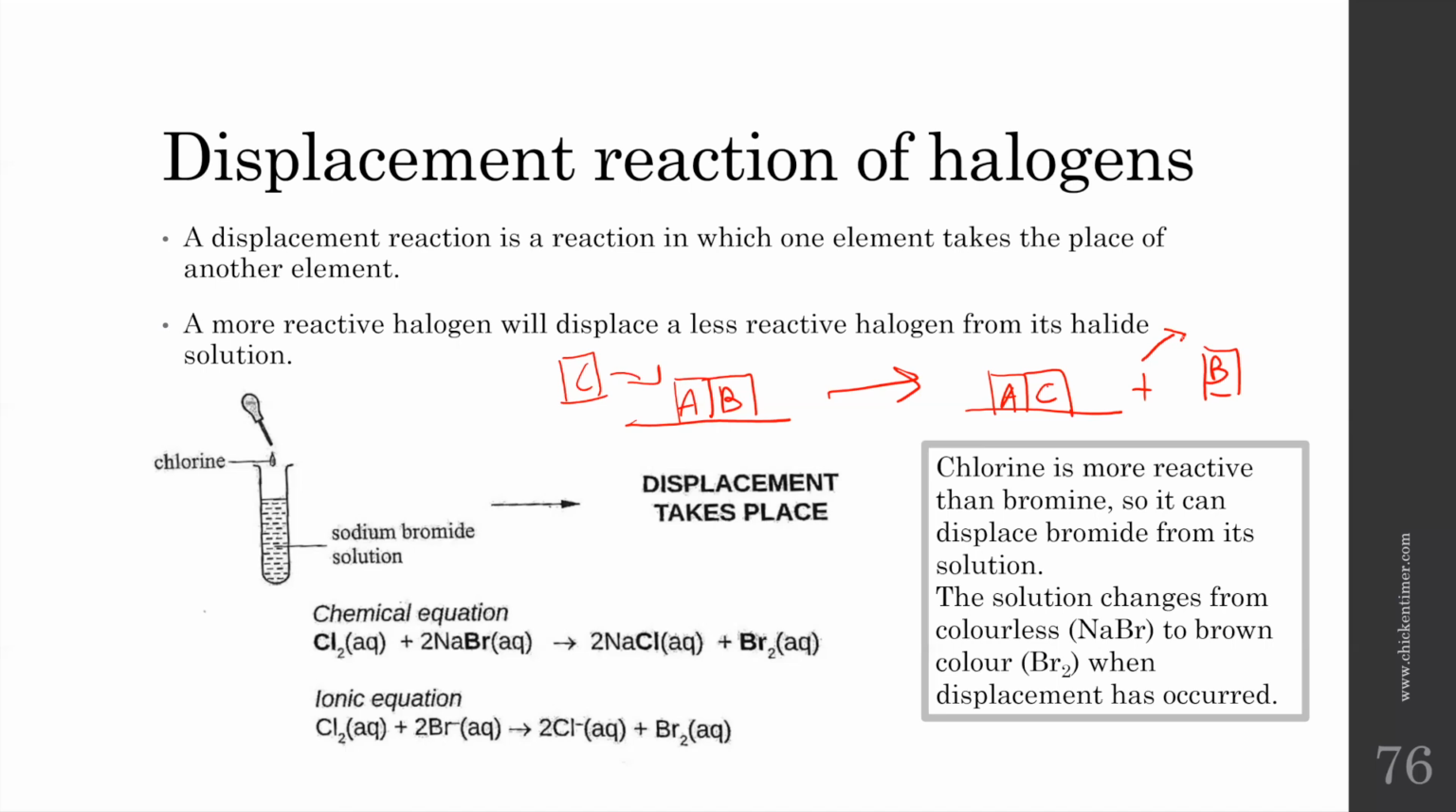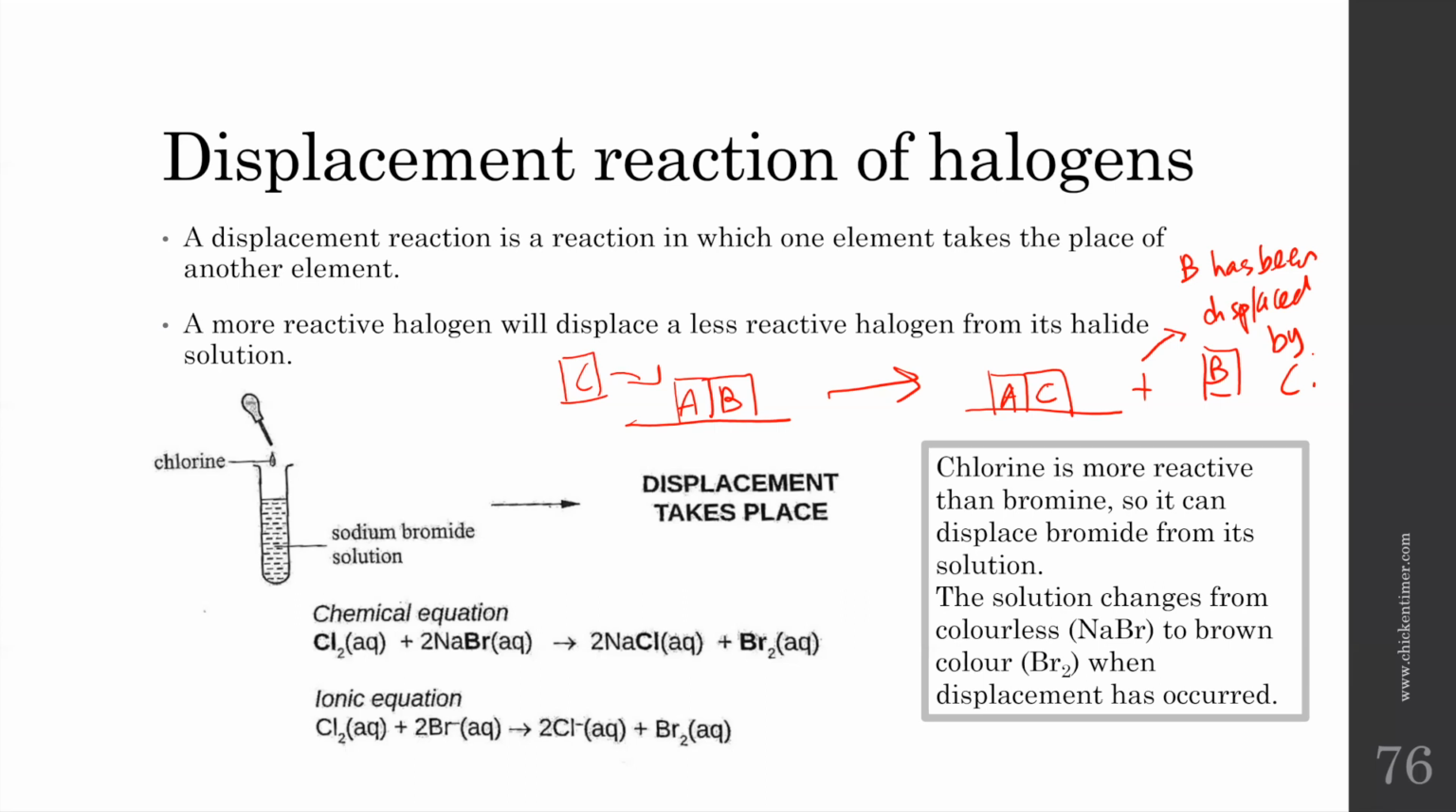So C comes to AB, then C pushes B out, so C displaces B, and then B gets kicked out of where it is, and it's sitting alone like that. So we say B has been displaced. This drawing means B has been displaced by C. Acceptable? Agreeable? Okay.